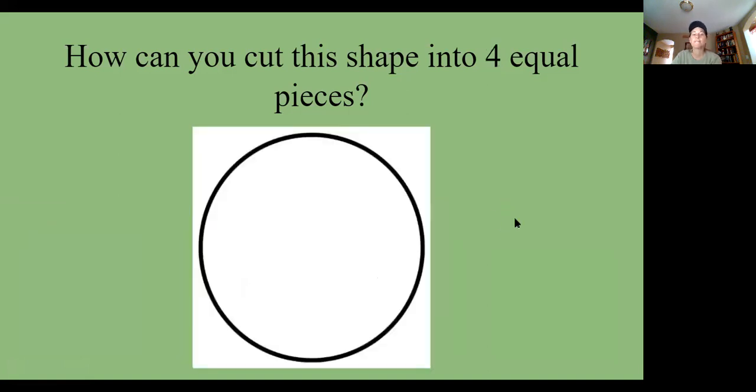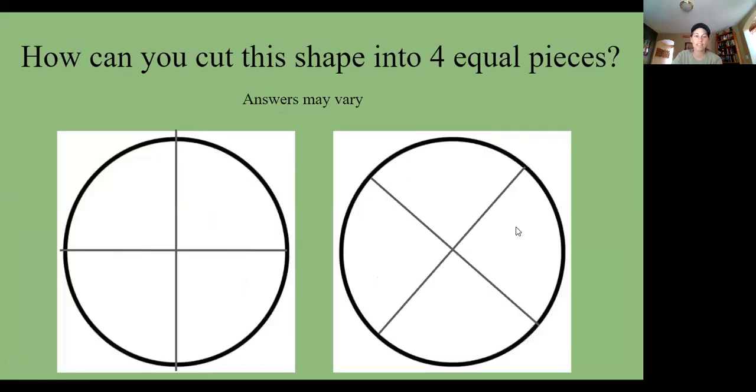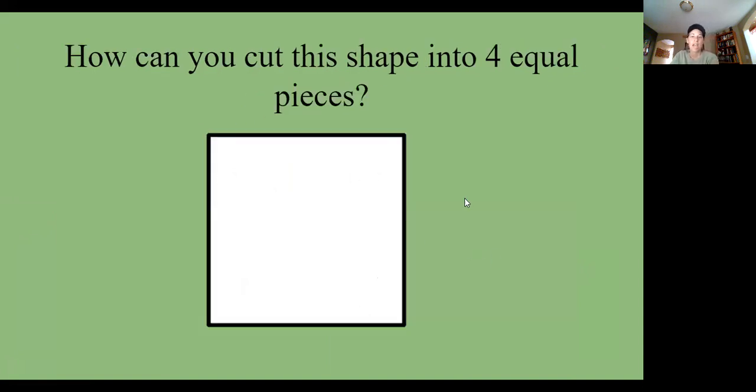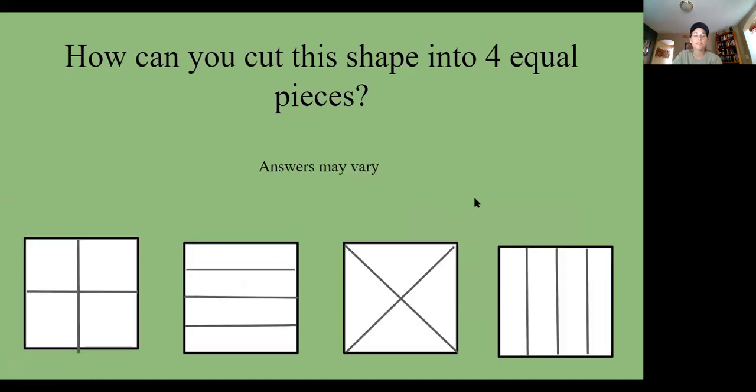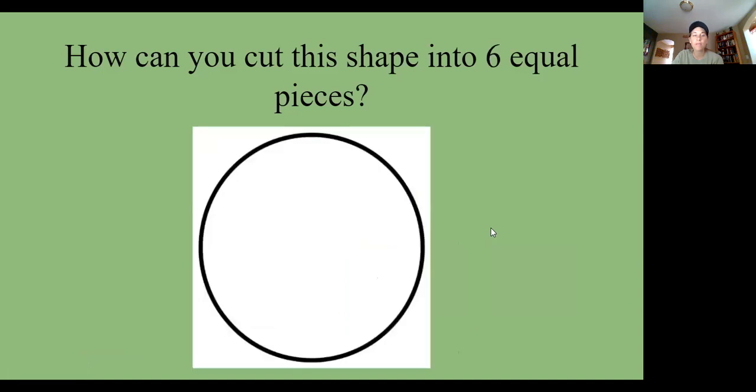All right, can you cut this into 4 equal pieces? Answers will look like this. See how if these really were pie pieces, slices of pie, they are actually the same size, right? You don't want your brother cutting a pie and giving you a tiny piece and he's keeping the big piece. You want to make sure that they are equal pieces. And if you cut this into 4 equal pieces, it would look something like this. See how all those pieces are equal?